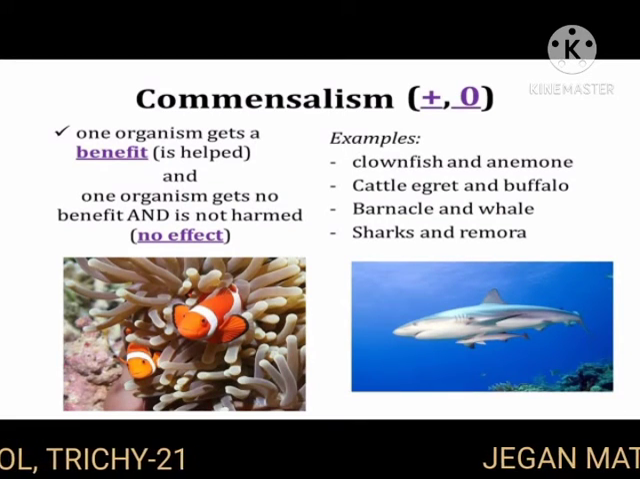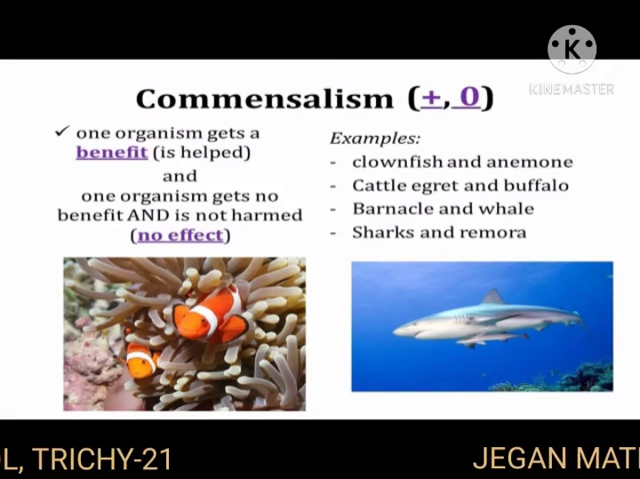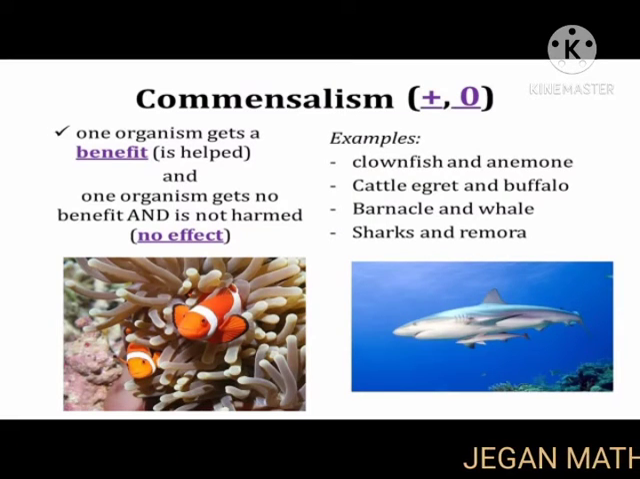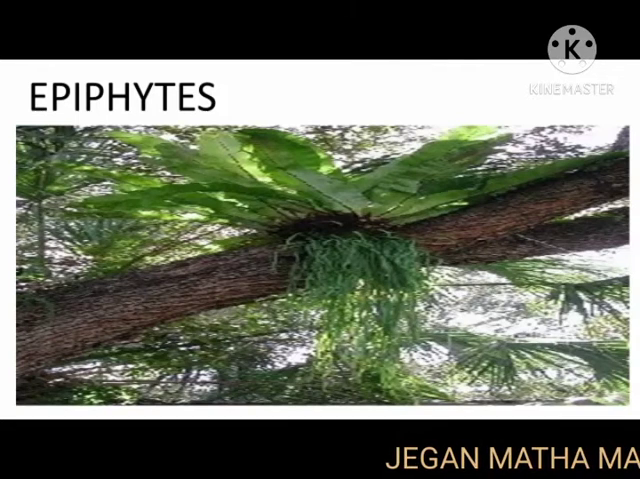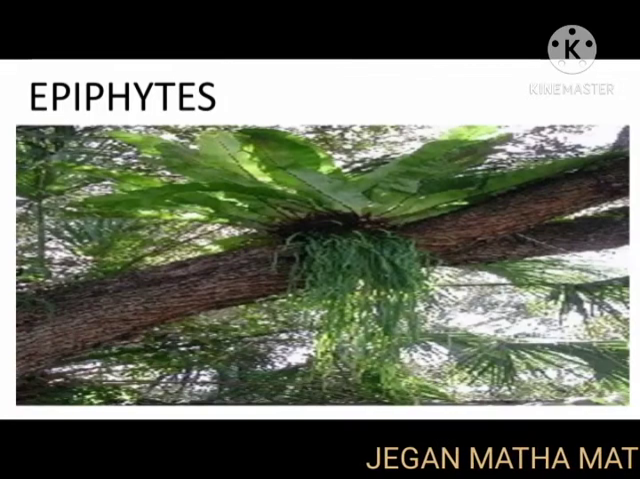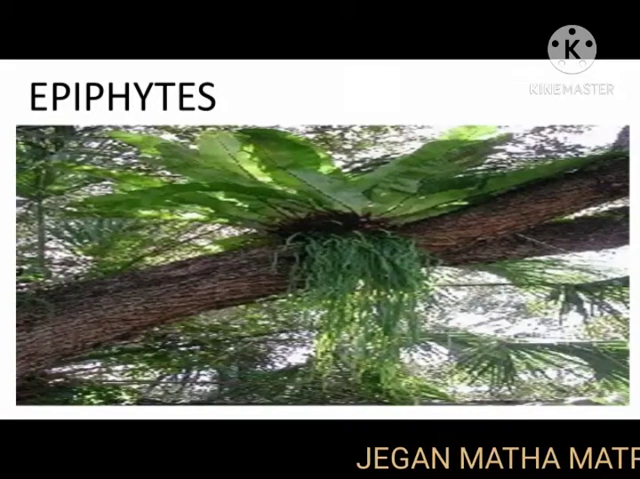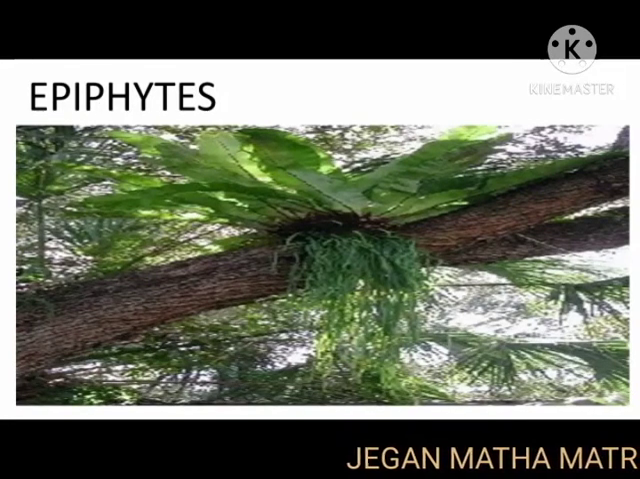Commensalism. It is an interaction between two organisms in which one is benefited and the other is neither benefited nor harmed. The species that derives benefit is called the commensal, while the other species is called the host. Epiphytes. The plants which are found growing on other plants without harming them are called epiphytes. They are commonly found in tropical rainforests.